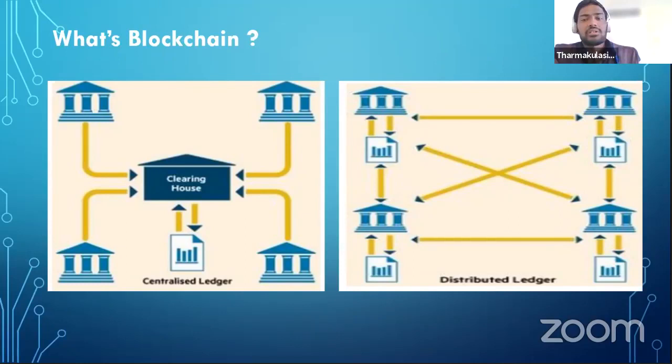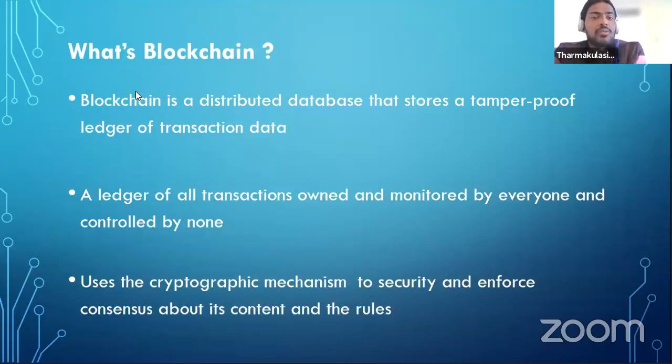So what if we build a network, a system where we can trust each other, a peer-to-peer network, but where we can trust without a third party? Blockchain is a solution, or blockchain has functions to solve these problems. Blockchain is a distributed database that stores a tamper-proof ledger and transaction data.